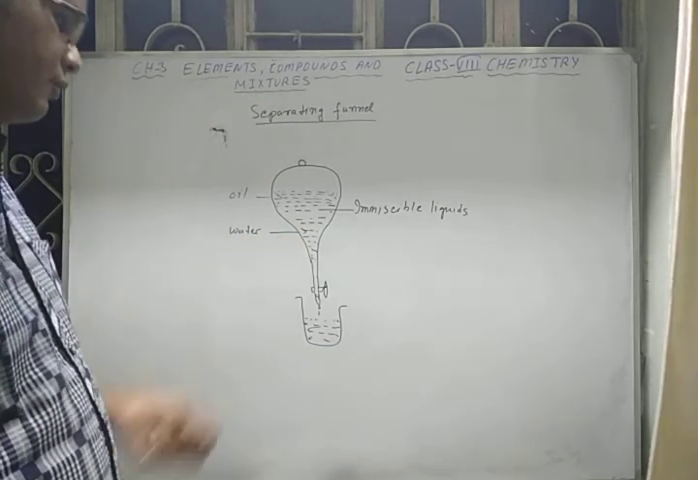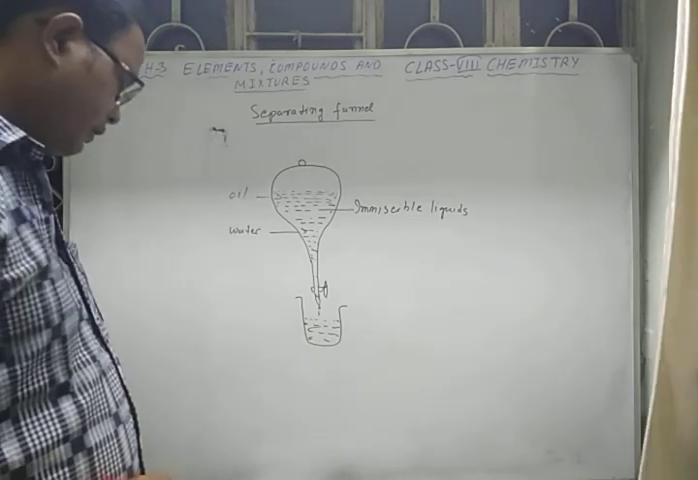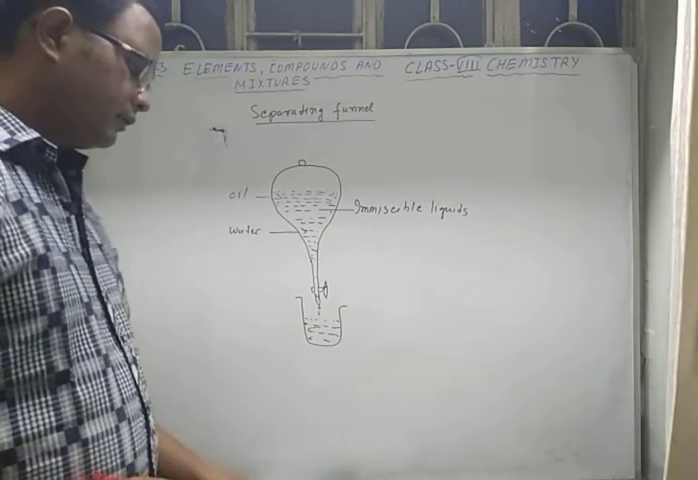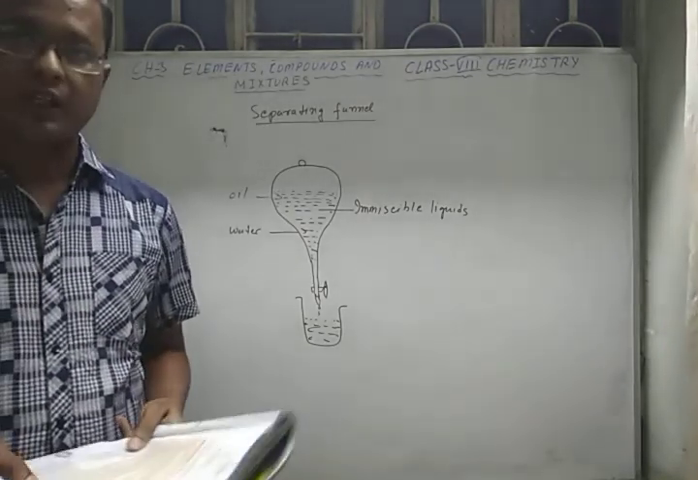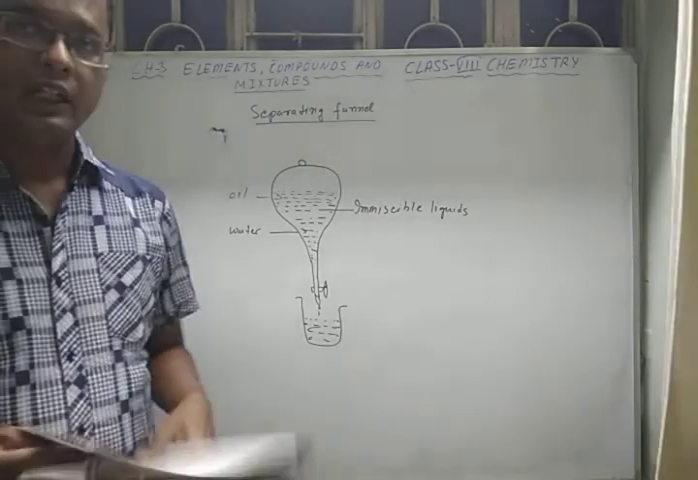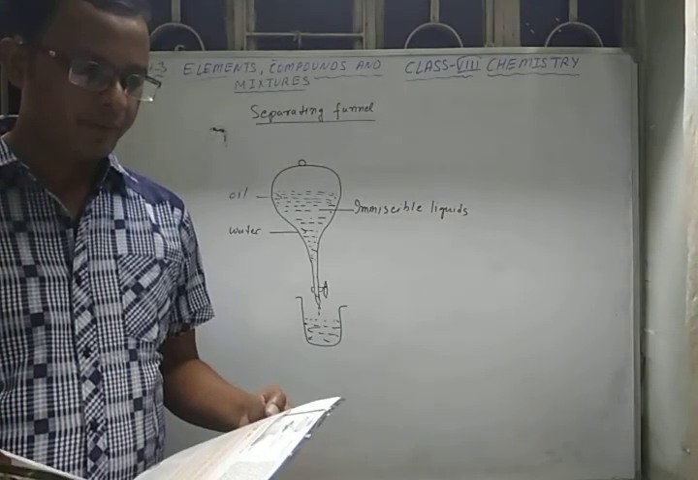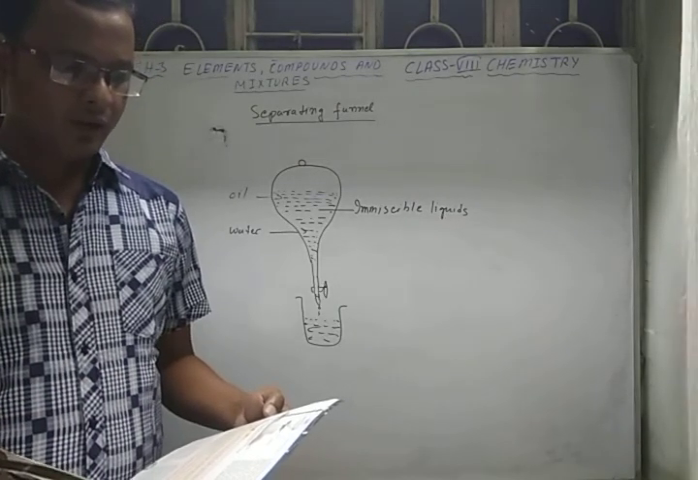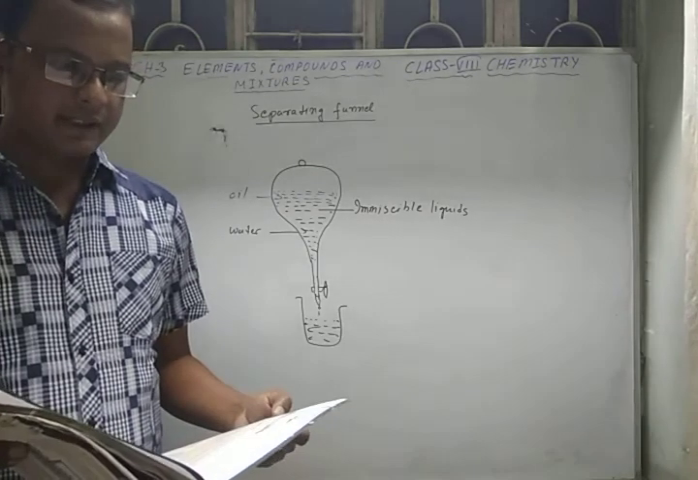So this instrument is called a separating funnel, by which we can separate the components of immiscible liquids. Always remember that we use this process only for immiscible liquids. Miscible liquids cannot be separated by this method. So oil, water and a separating funnel is the best example.